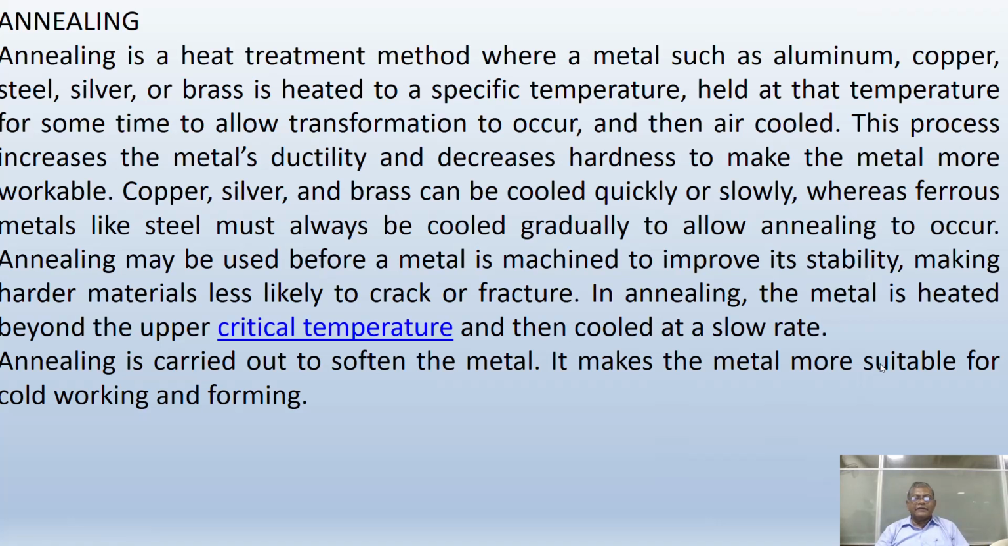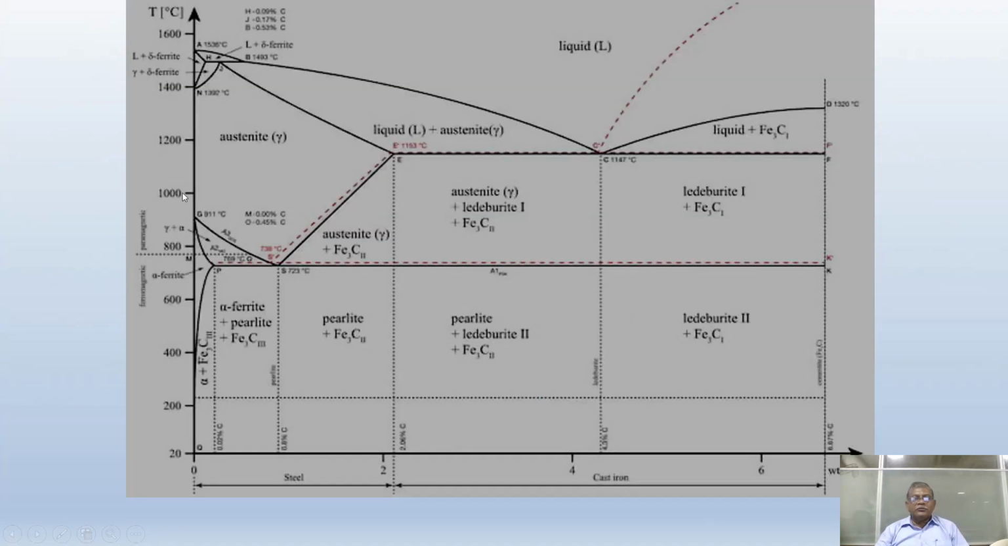So as far as annealing is concerned, the metal is heated beyond the upper critical temperature, then cooled at a slow rate. Annealing is carried out to soften the metal. I will show this upper critical temperature above this line. Some 20 to 30 degrees above this line, it is heated, and for steel it is held at that temperature for more time so that the transformation takes place.